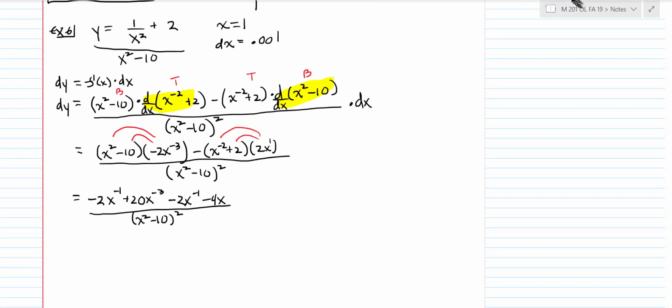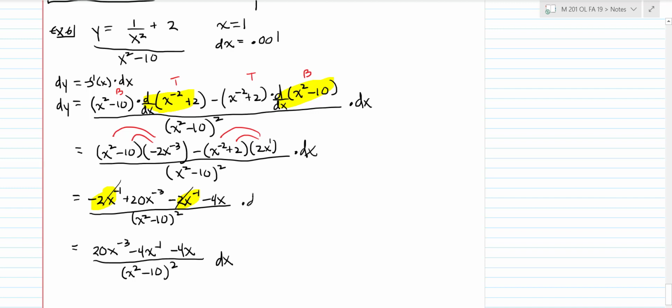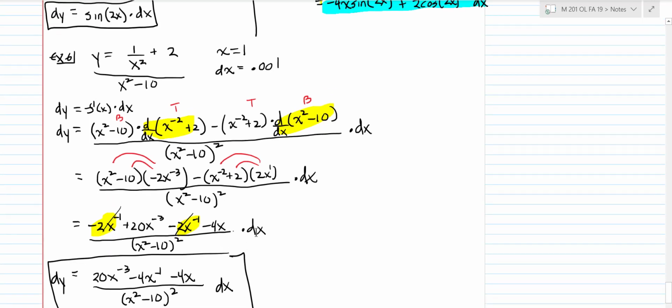Okay, so about all I see to do on this is we do have like terms there, and then that's good enough. So we'll just write this as 20x to the negative 3. Those things go together to make minus 4x to the negative 1, minus 4x, all over x to the second minus 10 to the second. Okay, and then don't forget to put your dx. It's easy to forget that as you're running through that derivative. So that's what dy is. It's approximate, or that would be the expression that gives that.